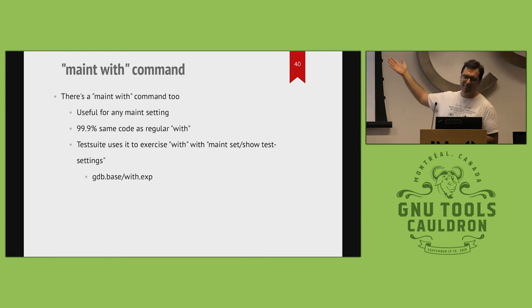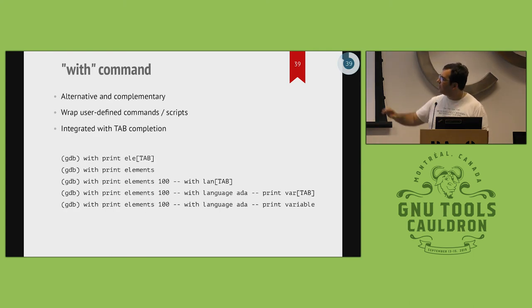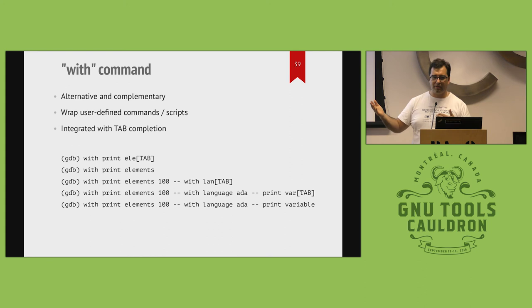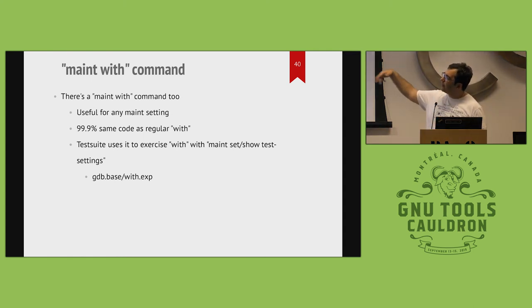Right, there's a maint with command as well. It's the same thing, but for maintenance settings. And this is useful, of course, for the maintenance settings, because with the with command, if you replace with by set, notice it's the same syntax, right? I didn't mention that. It's set print elements, so you can do with print elements. It's set backtrace past main, you can do with backtrace past main. Just replace set with with. And that means you cannot use it with maintenance commands. So you have maint with for that. And then the test suite exercises all the internal machinery of the with command and tab completion around this using maint with.